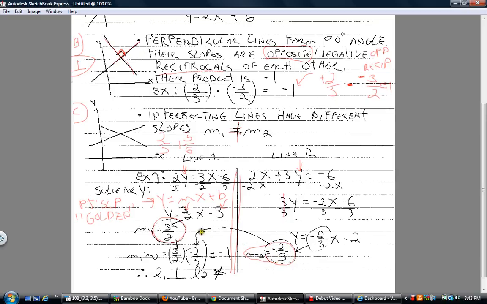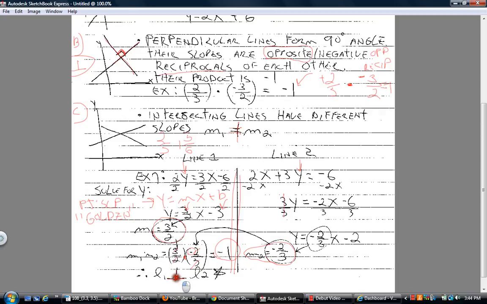Now the question is, are they opposite reciprocals? If you multiply them both together and get -1, you're in good shape. Another way is to visually see 3/2. The reciprocal of 3/2 is 2/3, but you need the opposite reciprocal. So a positive is a negative, therefore it is the opposite reciprocal. Multiply them out and it does equal -1. The 2 and the 2 divided by 2 equals 1. 3 divided by 3 equals 1. 1 times negative 1 gives you -1. Therefore the two lines are perpendicular.